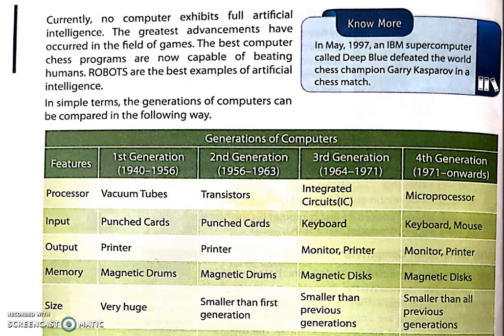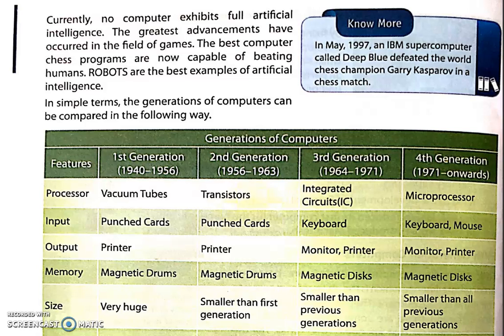Currently, no computer exhibits full artificial intelligence. That means there is no one computer in the world which can do everything by itself. It still needs human help. It still needs a human brain. But artificial intelligence is not a very new concept. Scientists have been working on this for a long time.